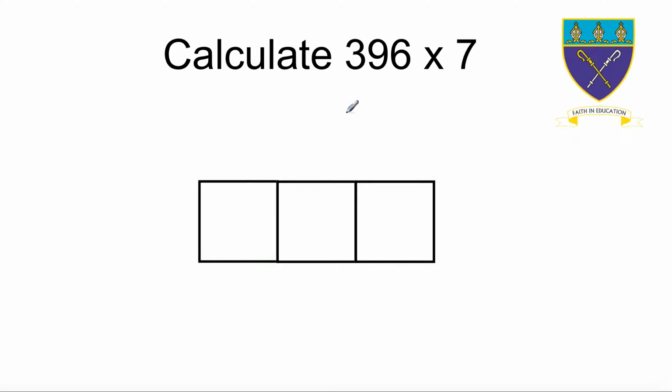You could use the grid method to multiply numbers such as 396 times 7. Because this is 3 digits, it means it must be 3 boxes across. And because this is 1 digit, it means it must just be 1 box down. If it was 27, I'd just add another row here, and I'd partition the 27 into 20 and 7. So 396 would become 390 and 6. And I'm multiplying by 7.